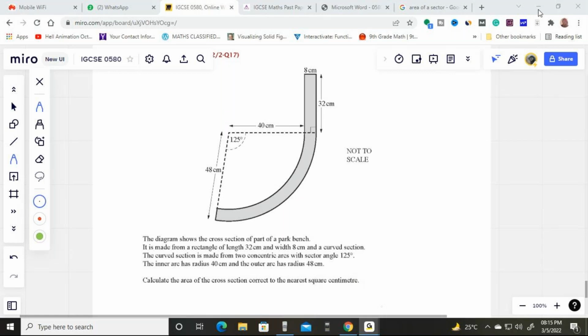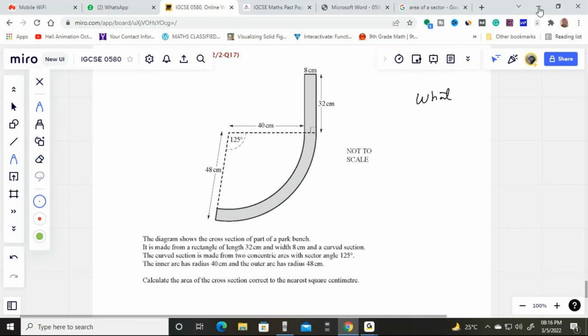Yeah, Miss, so what do we need to find? What is meant by concentric? What is concentric? They meet.